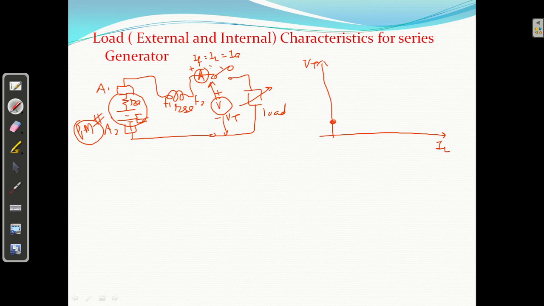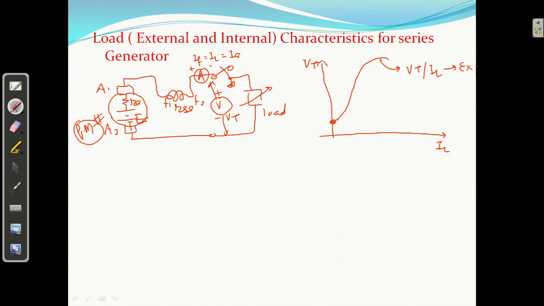Now as you close the switch and increase the load, IL will increase, so IF will also increase. IL and IF both will increase, and when the field current increases, the flux will increase, and this will add to the residual magnetism. You will get this characteristic like this. Clear? The same characteristic you will get here also. This is the VT versus IL characteristic, called the external characteristic.